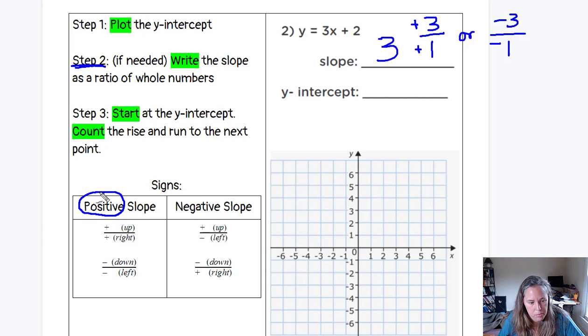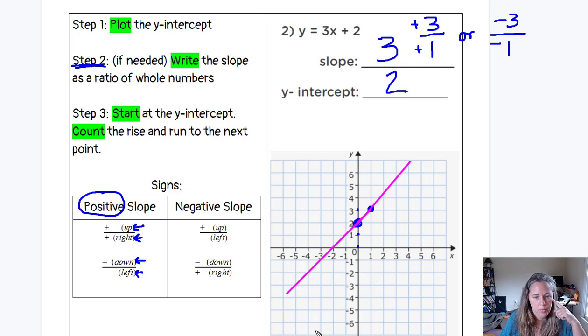I know I have a positive slope, so I'm reminding myself that I need to go up and right or down and left. And my y-intercept is 2. So I'm going to plot my y-intercept. And then I think I'm going to go up and right. So I'm going to start here, and I'm going to go 1, 2, up 3, over 1, up and right. And that gets me this line, which I like to draw going both ways. There it is. What is my mistake?